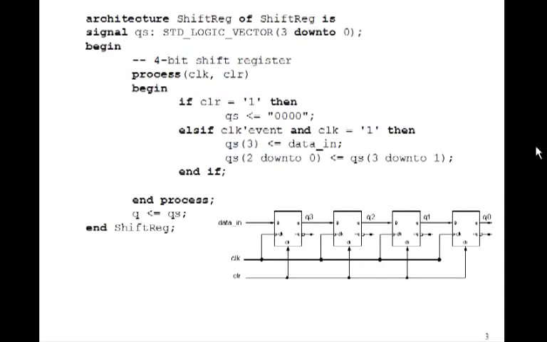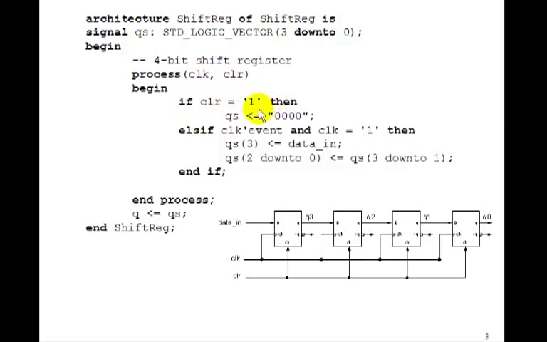And here's how we do it. We need to define a signal QS. QS is going to be Q3, Q2, Q1, Q0. We'll set Q to QS when we're done. So QS 3 down to 0 has to be a signal. Then we have a process, with clock and clear in the sensitivity list.